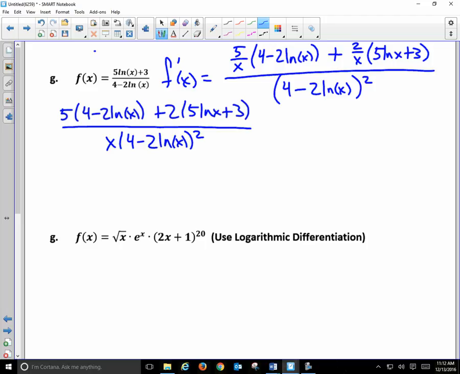If we distributed things in the top, are there some terms that would combine together? So that would make 20, and then that would make 6, right? 26. And then the 5 times a negative 2 natural log would be a negative 10 natural log. And 2 times a 5 natural log would be 10 natural log, so that would be 0. So we just got 26 in the numerator.